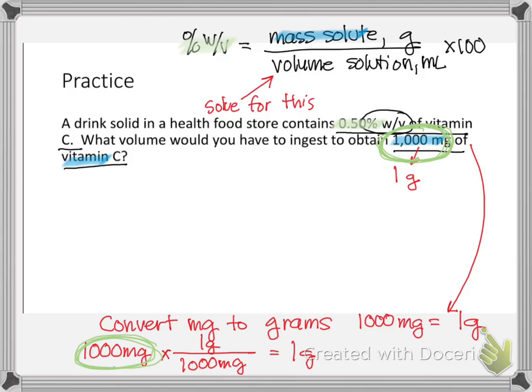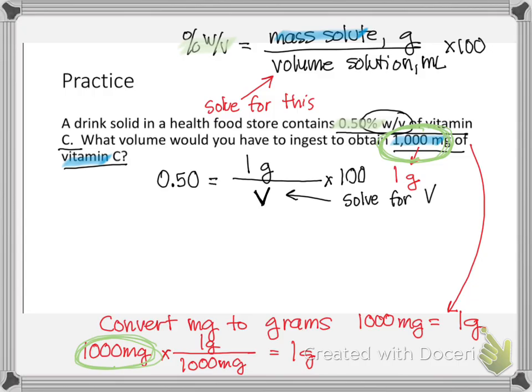Okay, so let's plug in. I know that the percent concentration is 0.50. Okay, so I'm plugging that in. That's going to equal 1 gram over a volume of my solution. I'm just going to write the letter V for volume. Times 100. Don't forget the times 100. Now, to solve for this, you might pause and just go ahead. What you're going to do is you're going to solve for V. I'll show you one way that I would do it, but you're going to have to solve for V.